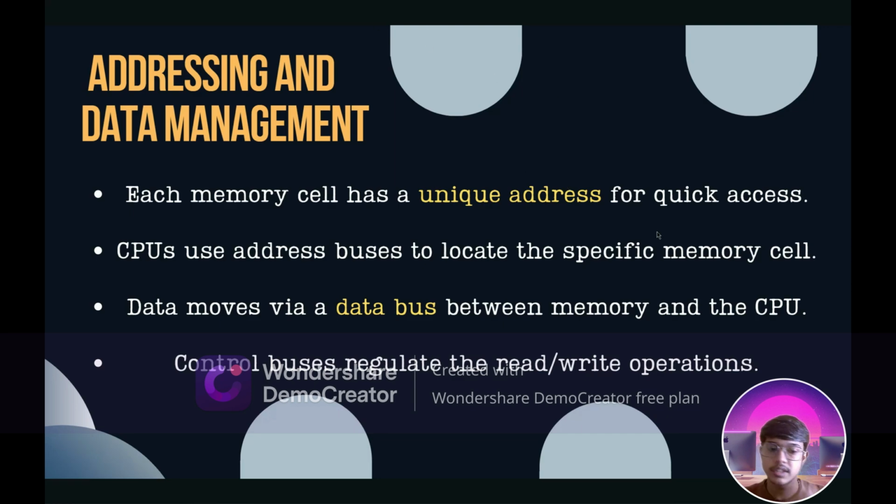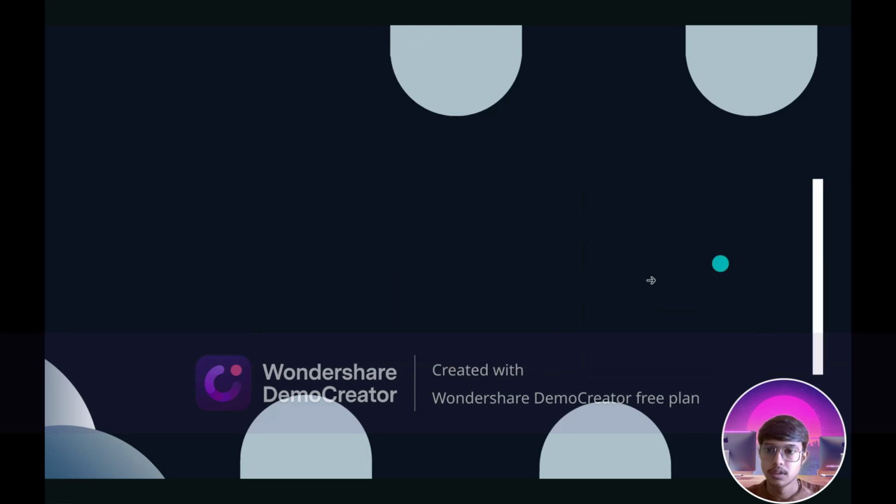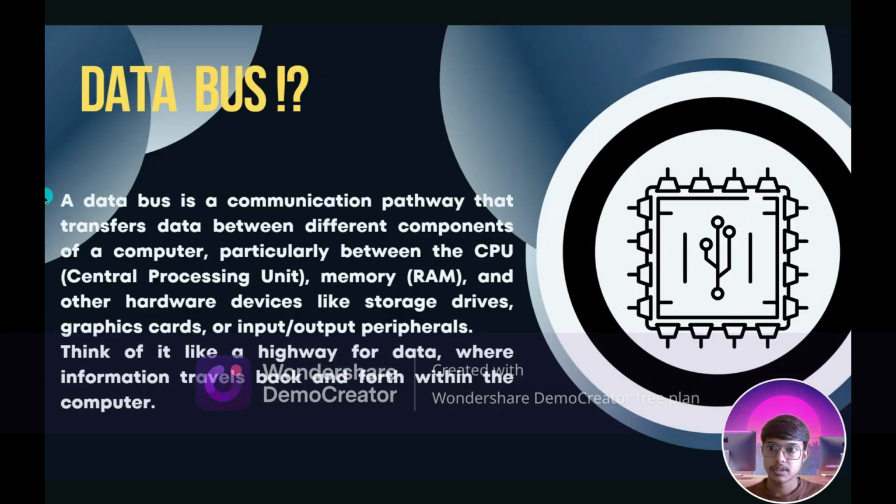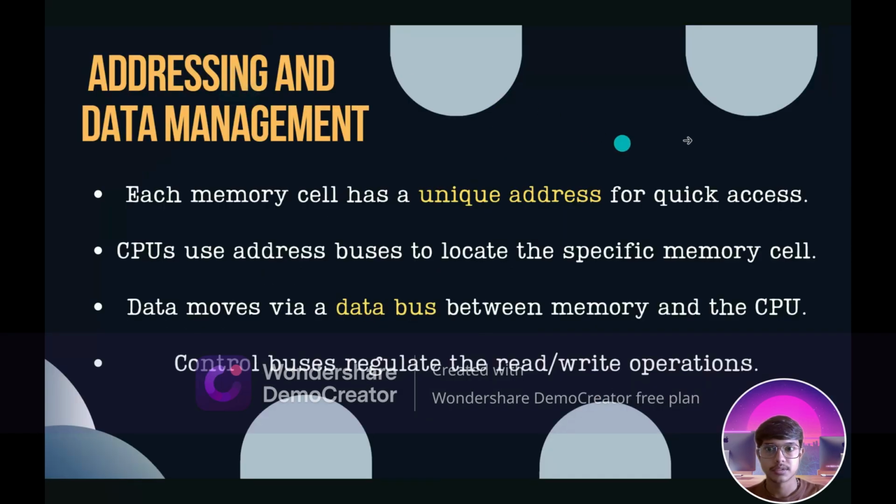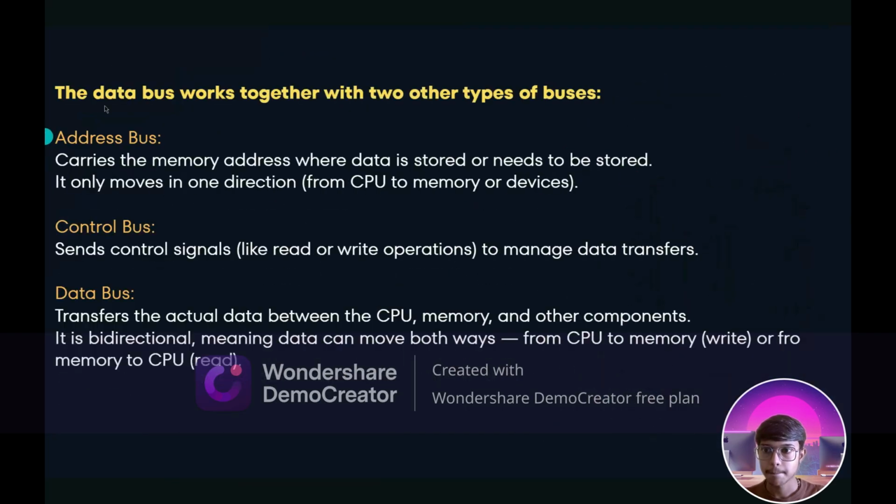Now we are going to see what a data bus is. A data bus is a communication pathway that transfers data between different components of the computer, particularly between the CPU, memory, and hardware devices such as storage drives, graphics cards, etc. It is used for transferring data from one point to another point. For that purpose, we use the data bus. The data bus, address bus and control bus are all buses which work together.